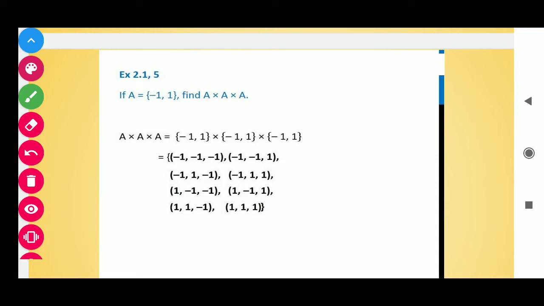For this, I am going to explain you a trick. First, you have to fix the first element. First element is minus 1. Students, आपको क्या करना है? First element को आपको fix करना है. Okay. Now, students, we are left with elements minus 1, 1, minus 1, 1 in the rest of the two A sets.